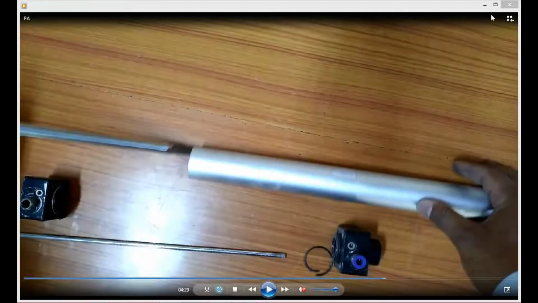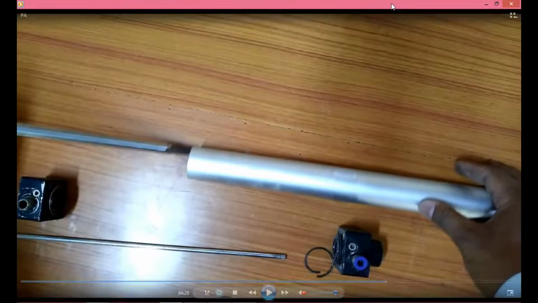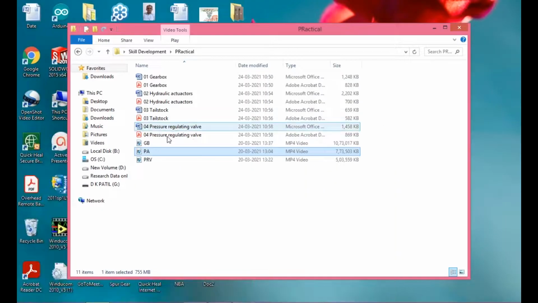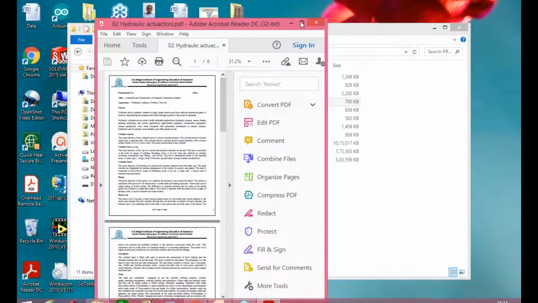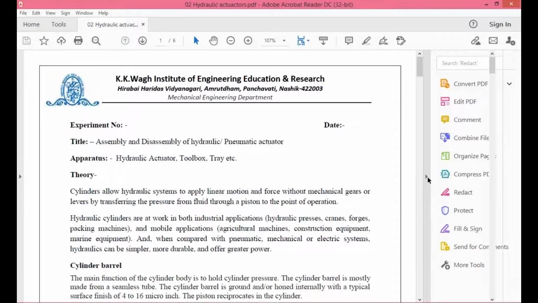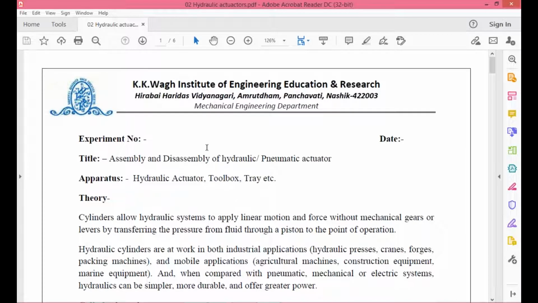So I am going to close this video. How to write the manual, or the process, for these pneumatic actuators or hydraulic actuators. Then again, experiment number 1: assembly and disassembly of the hydraulic or pneumatic actuators.